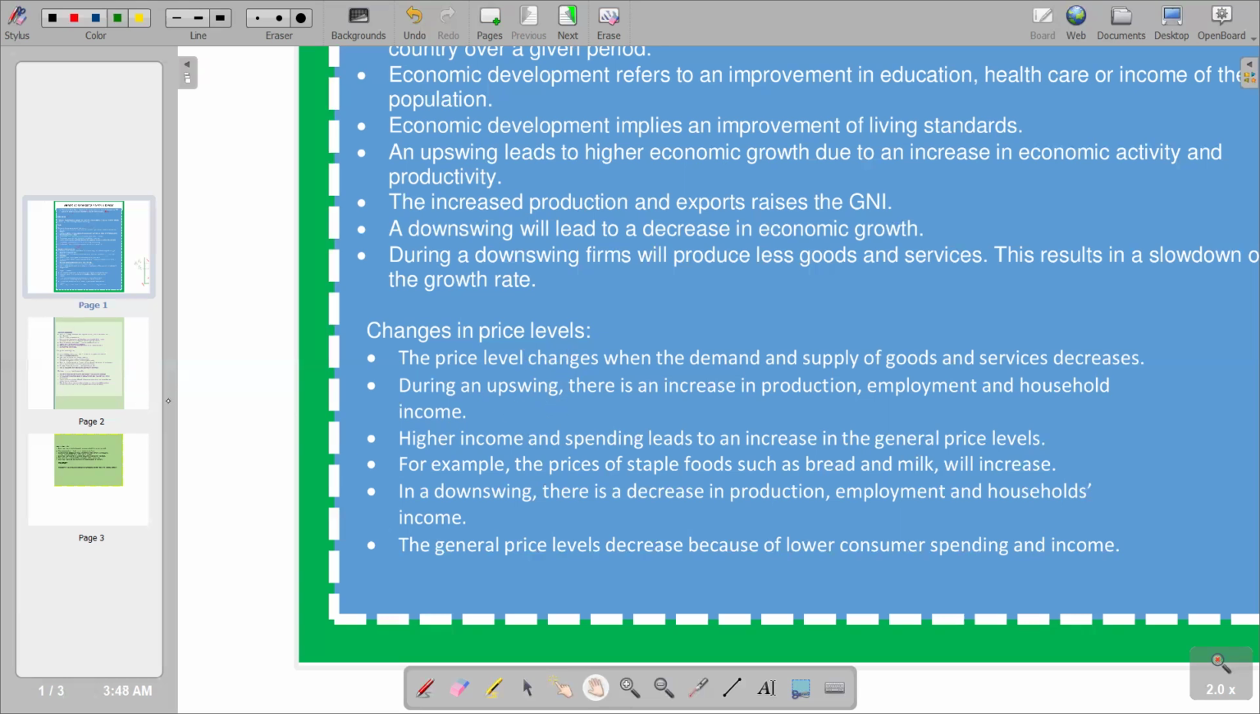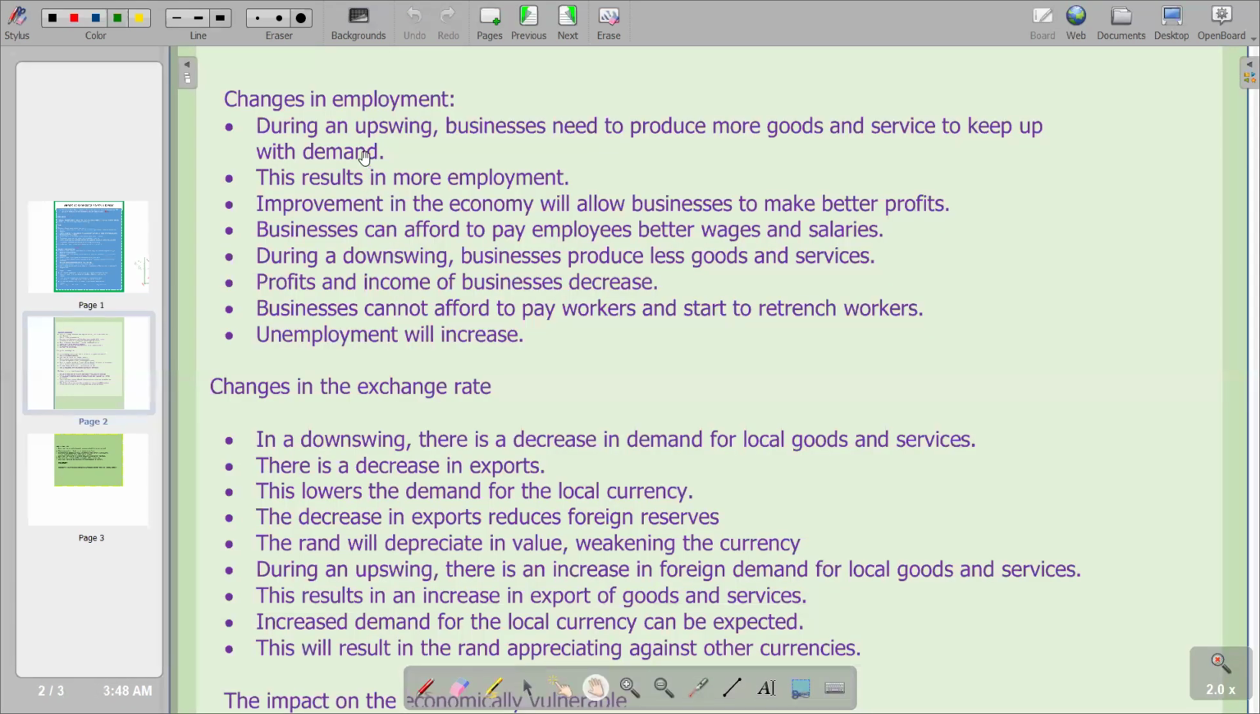Then we can move on to the next point, whereby we are saying changes in employment. How do economic fluctuations affect changes in employment? Obviously, in an upswing, we are going to have more economic activity. More workers are going to be accommodated in the production processes, so unemployment will be reduced. But in a downswing, we are going to have higher unemployment. So the first point says during an upswing, businesses need to produce more goods and services to keep up with the demand, and this results in more employment.